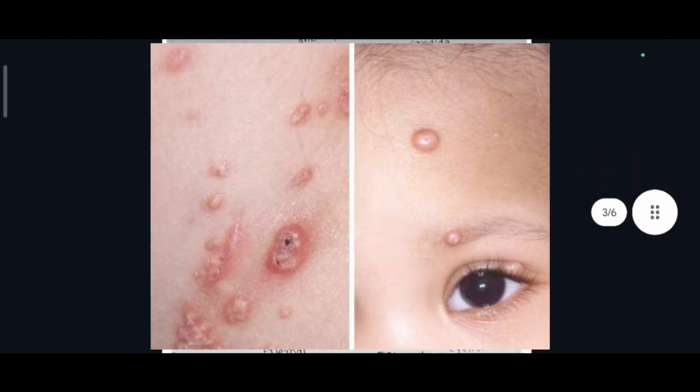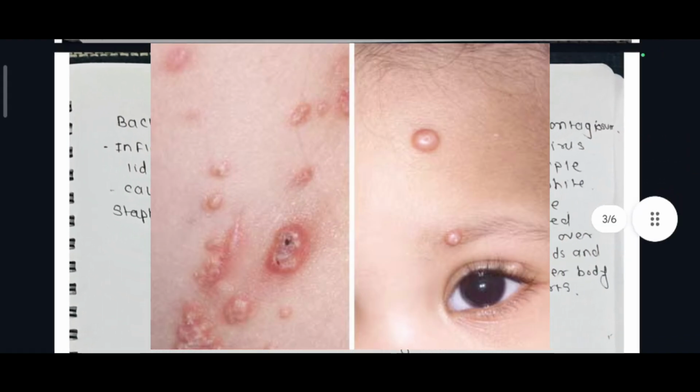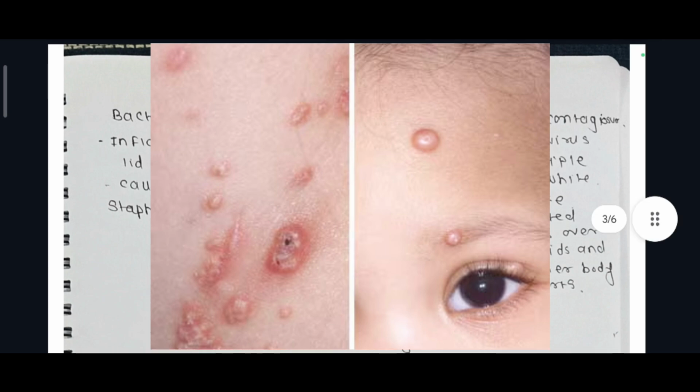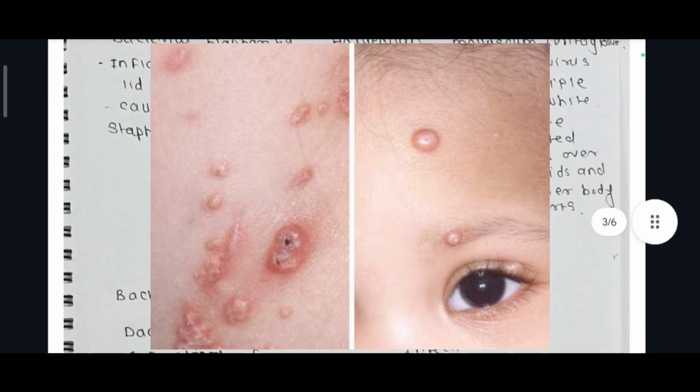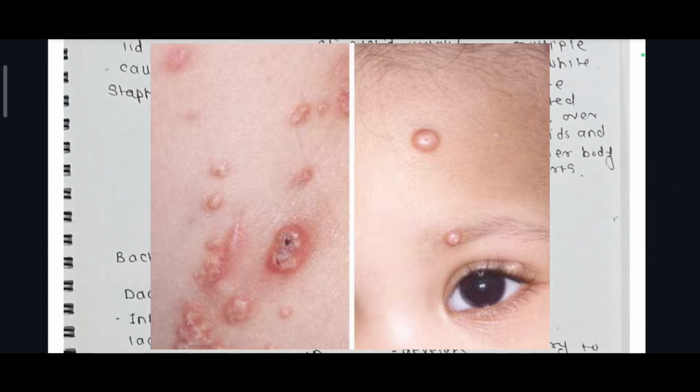In molluscum contagiosum, there are multiple pearly white wart-like umbilicated lesions over the eyelids and other body parts.